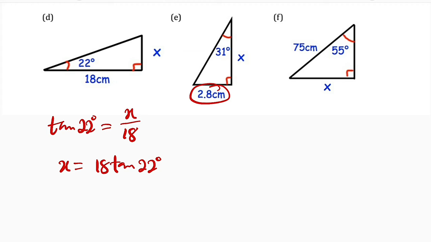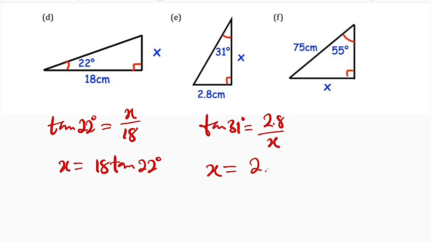This is opposite and this is adjacent. The same thing, you use tangent. Tangent of 31 degrees is equal to opposite, which is 2.8, divided by adjacent, which is x. How can we make x the subject? You just switch tangent of 31 degrees with x. So x will be equal to 2.8 divided by tangent of 31 degrees.